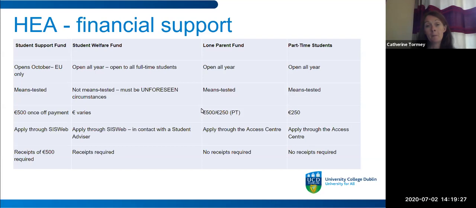In addition, students who are parenting alone can get a top-up payment through the Access and Lifelong Learning Centre. And if you're a full-time student, that would be €500. And if you're a part-time student, that's €250. And the Student Support Fund also offers a part-time student fund. So someone who is parenting alone and is on a low income and is on a part-time program can claim €250 from the support fund and a further €250 from the lone parent fund.